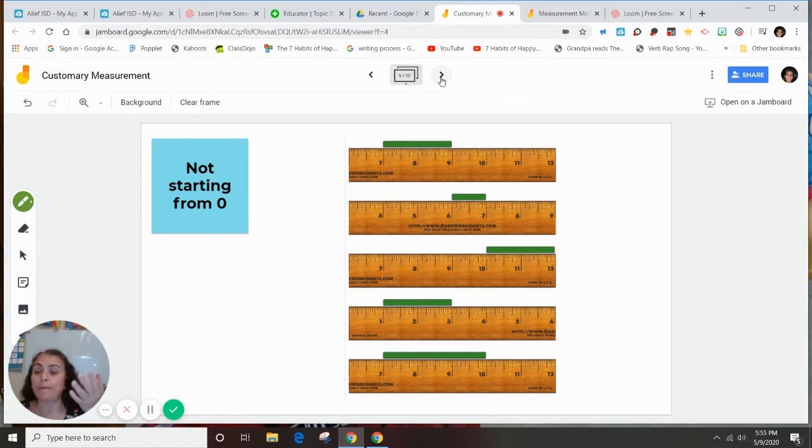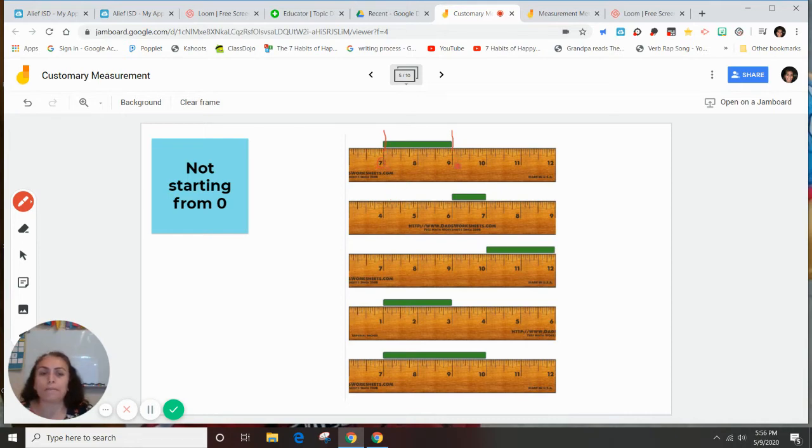Okay, but what happens when we can't start from 0? Sometimes we're going to have some objects placed on a ruler, but we're not really starting from 0. We can say on this, for example, let me get a different color than the bar, that this bar is 9 inches long, right? Because it ends here. I know it ends here, but it starts right here. And this is not exactly 0.